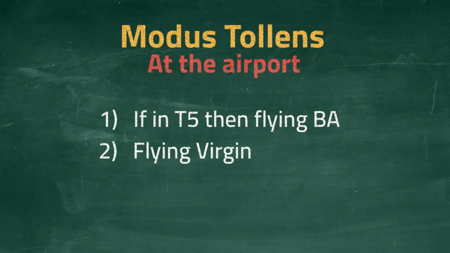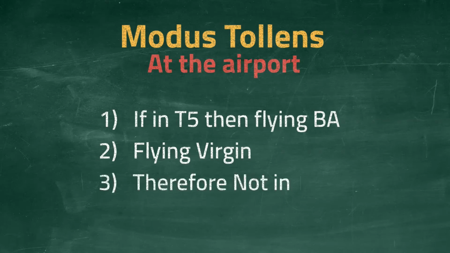I have a ticket from this airline, so I know I am flying with them from Heathrow. The conclusion, therefore I am not flying from Terminal 5. This reasoning is perfectly valid, and the conclusion is correct. You are not flying from Terminal 5.